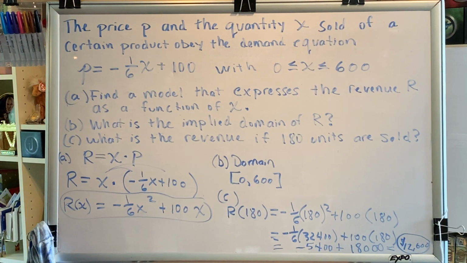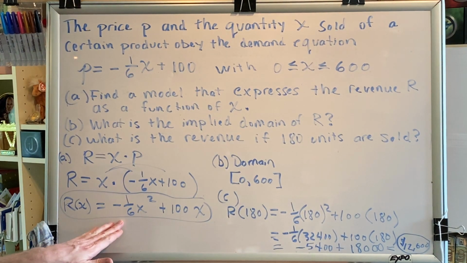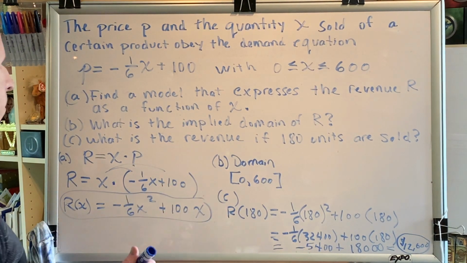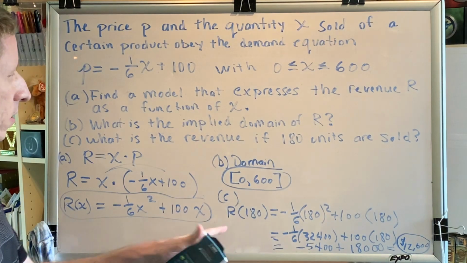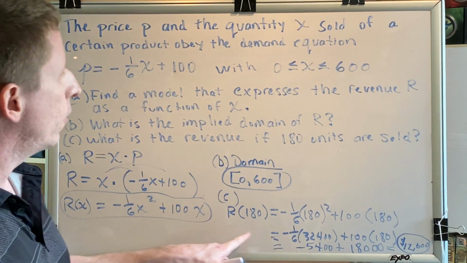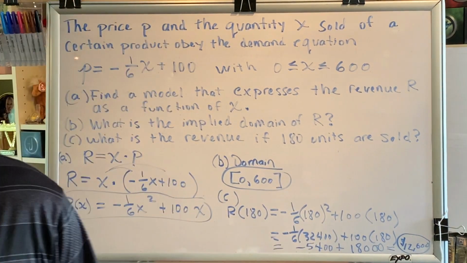Okay, so we've completed parts A, B, and C. This is the answer to part A, express R as a function of X. This is the answer to part B, what is the domain of the function R? And this is the answer to part C, what is the revenue if 180 units are sold? We'll now move on to our next video.